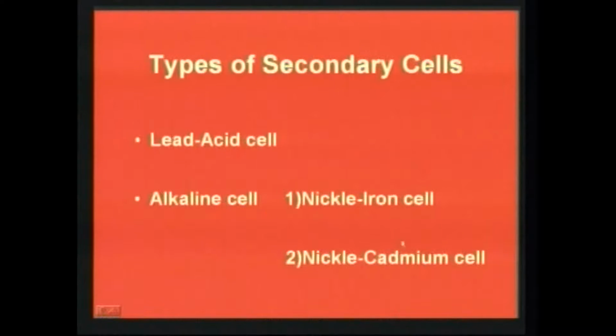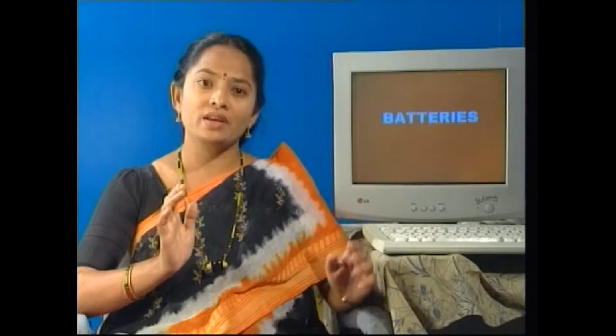Now we look into the different types of secondary cells. First is lead acid cell. It is the only acidic cell. Next is alkaline cell. Nickel iron cell and nickel cadmium cells come under alkaline cells. Lead acid cell. It is a type of secondary cell. It occupies a prominent place because of its application in the automobile field. It is the only acid battery that uses an acidic electrode.